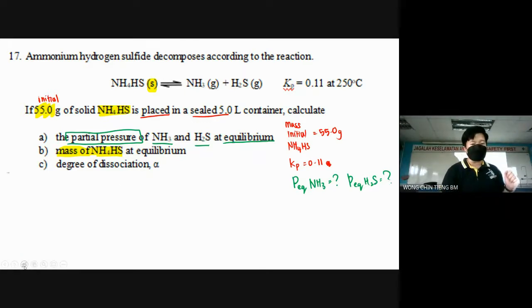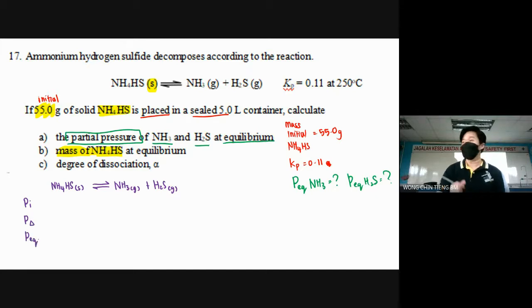Therefore, I started the question with an ice table. So my ice table started with the equation yang dia dah bagi. Salin equation yang dia dah bagi. Termasuk dengan solid yang kita tak nak guna tersebut. Kena ada. Okay? Ammonia gas, 1 mole. H2S gas, 1 mole. Starting off with the partial pressure initial, partial pressure change, partial pressure equilibrium.